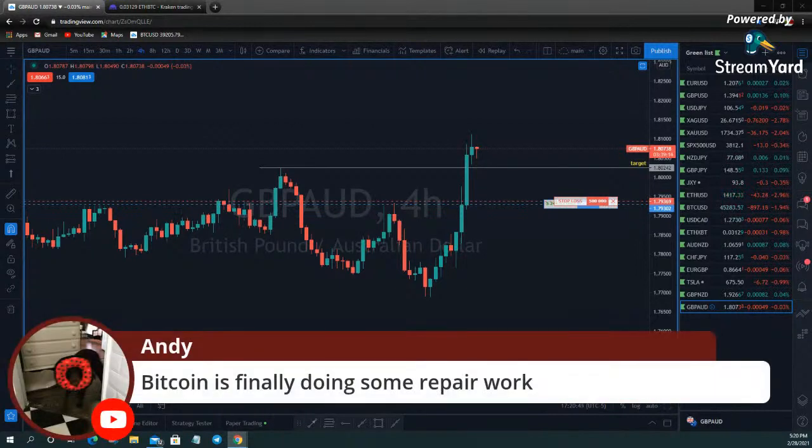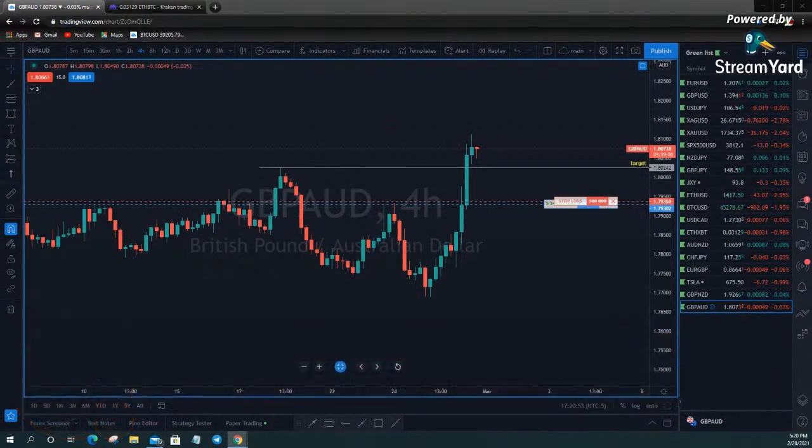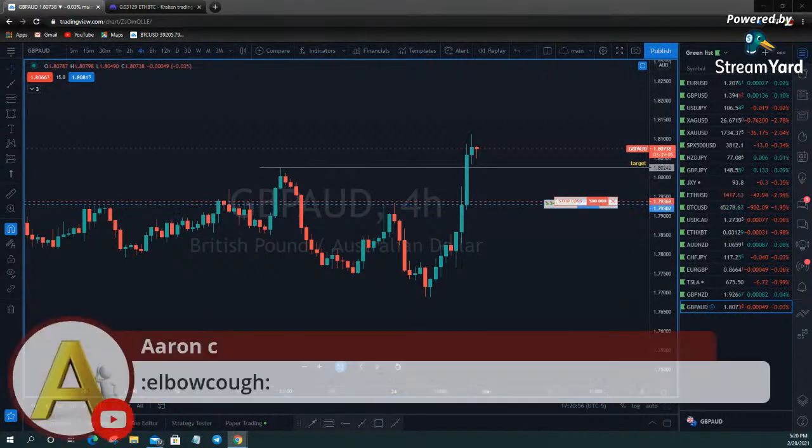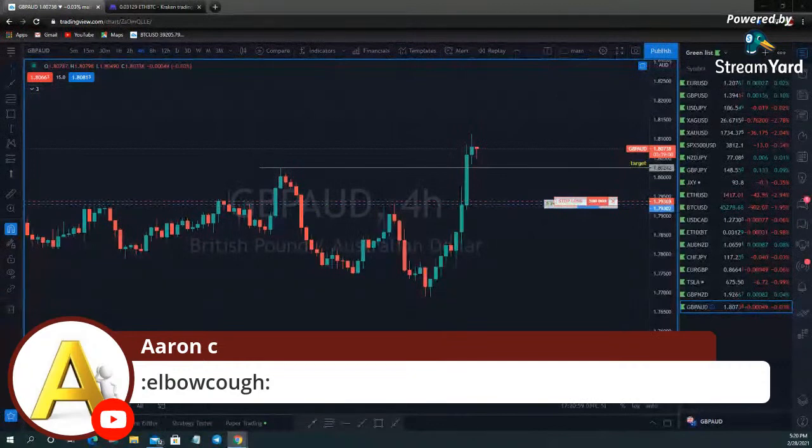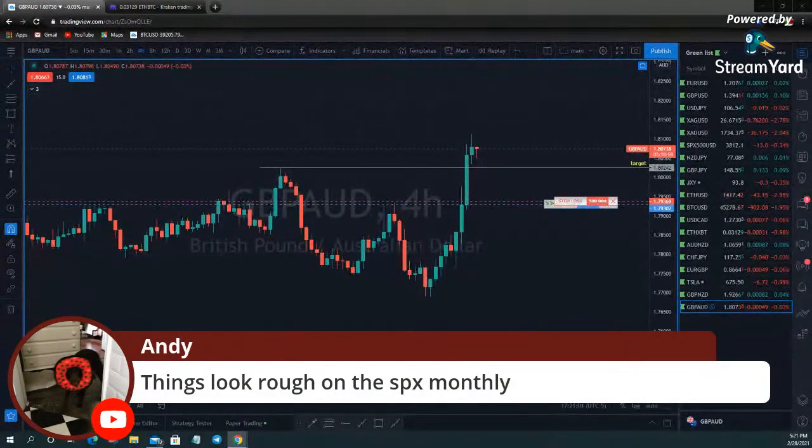Bitcoin is finally doing a bit of repair work. Yeah, we definitely need Bitcoin to catch some support here or a little lower. One of the two. It's all good. Yeah, things look rough on the SPX monthly.